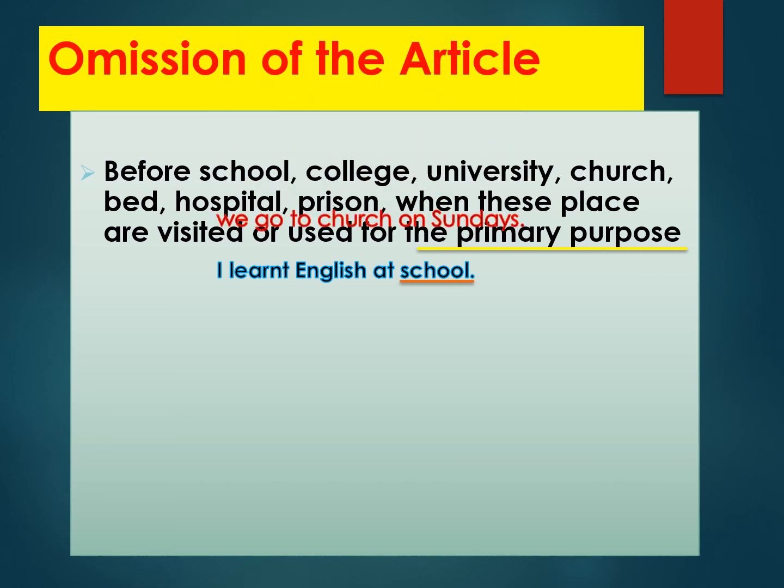Let us see the next example. We go to church on Sundays. Church is a place of worship. We do prayers. That is the primary purpose of the church. We go to church for prayers. So when we use the noun church in that context, we should not use any article before the noun church.